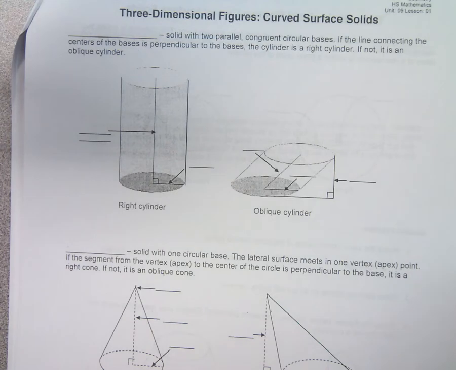And we have a right cylinder and we have an oblique cylinder. A right cylinder will be straight up and down. The height or the altitude will be perpendicular to the base. But an oblique one is slanted. The height, or this piece right here, is not perpendicular to the base. And so since this piece right here is not perpendicular to the base, then we call it oblique.